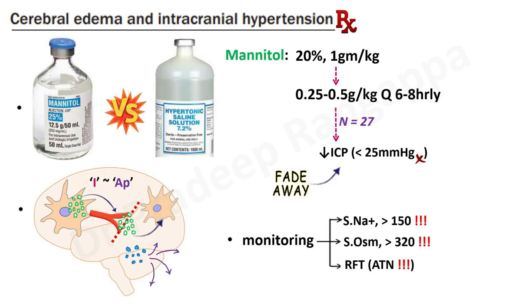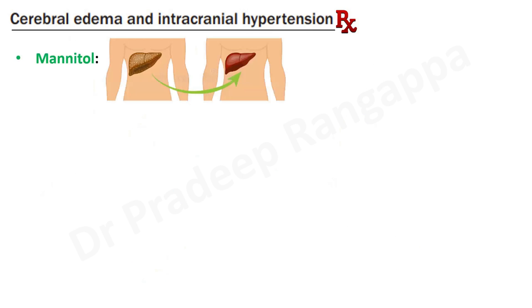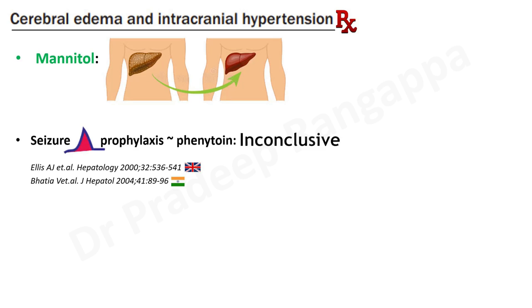As we saw, the risk of acute kidney injury is very high in acute liver failure. So that risk is always there with mannitol, and one needs to keep an eye on the creatinine levels and not allow them to go up, because it can cause acute kidney injury. And mannitol has been suggested in patients who are planned for orthotopic liver transplant.